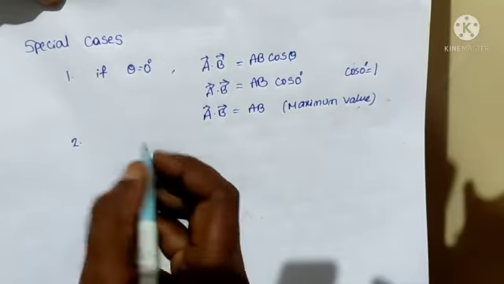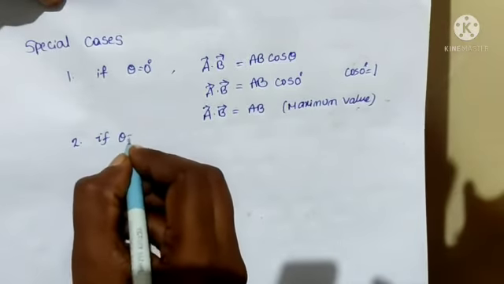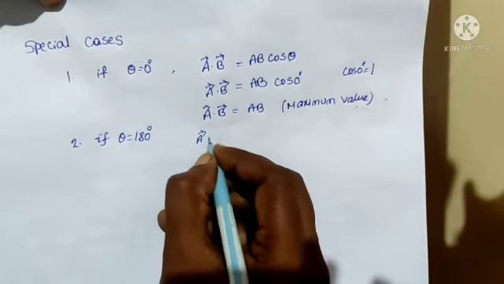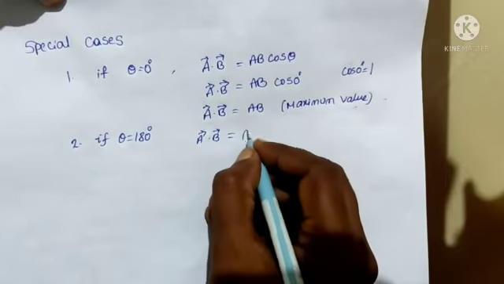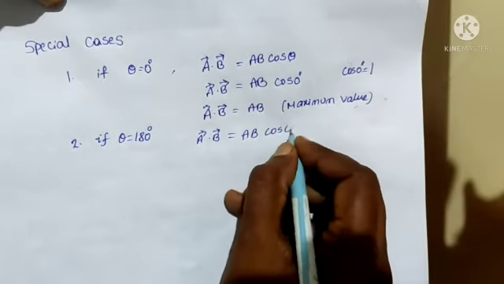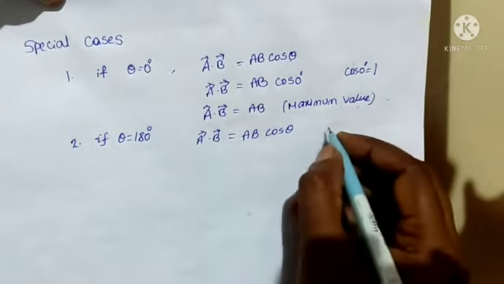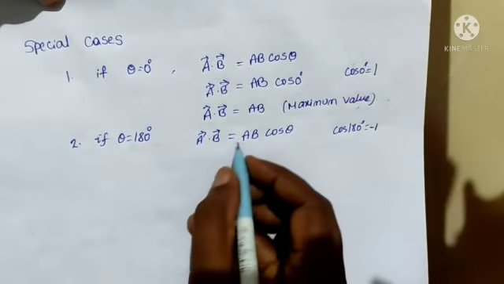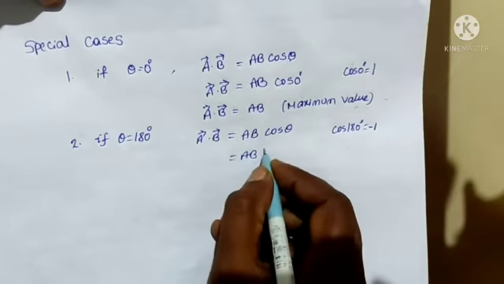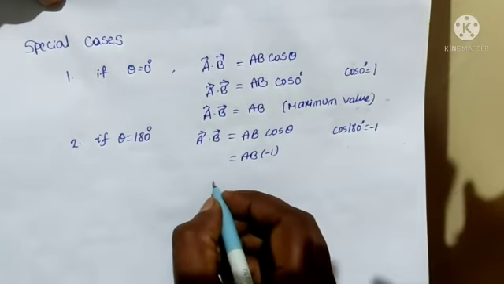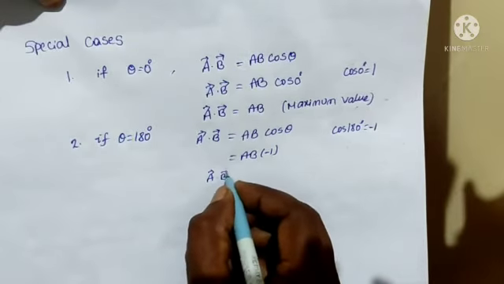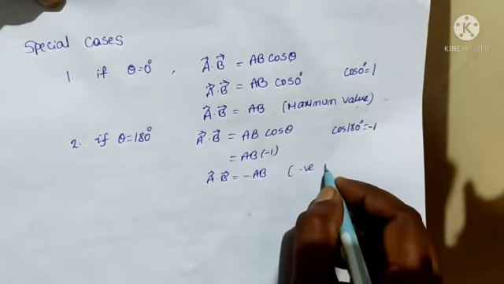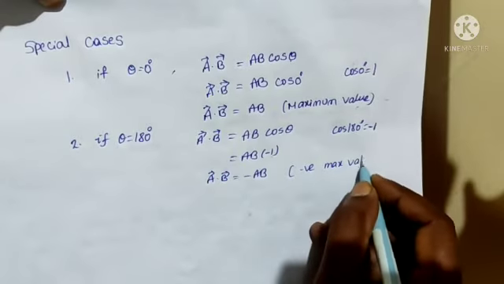Now second one: if theta equals 180 degrees, then a bar dot b bar equals ab cos theta. Here theta value is 180, and cos 180 value is minus 1. So now substitute minus 1 in the cos theta place. Then ab into minus 1. So finally a bar dot b bar equals minus ab. This is the negative maximum value for the dot product.